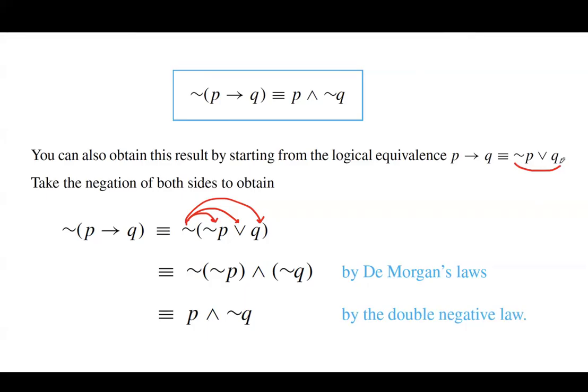If I ask you to find the negation of any statement, including implication, first you have to rewrite the implication in this format, then apply De Morgan's laws.